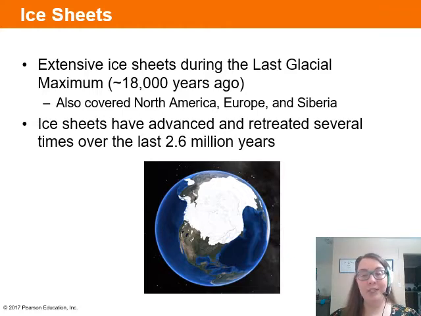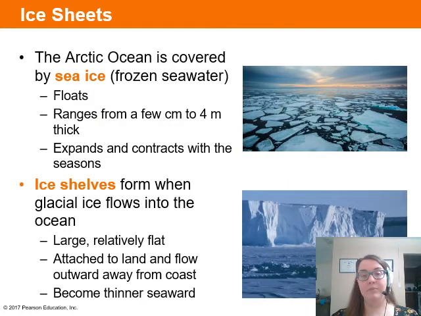But our ice sheets are constantly advancing and growing out, and they're also retreating. They're melting and getting smaller throughout Earth's history. So we see that these ice sheets have grown and then melted numerous times over the last 2 to 3 million years. But when we're looking at our ice sheets, there are going to be some other things that are associated with ice sheets.